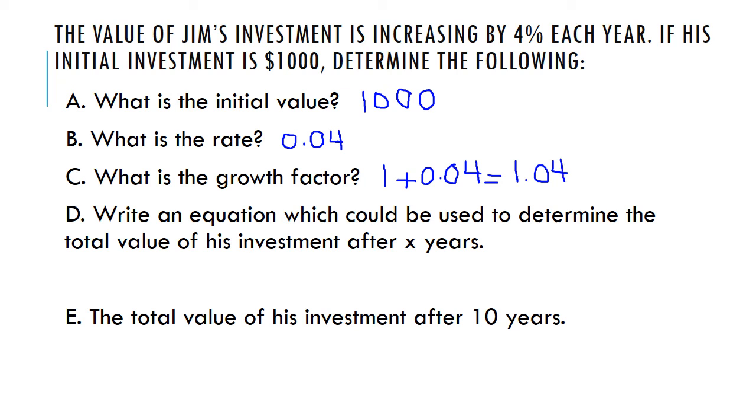Write an equation which could be used to determine the total value of his investment after x years. That means I'm going to have f of x for years equals the initial value, which is 1,000, times the growth factor, which in this case is 1.04 raised to the x.